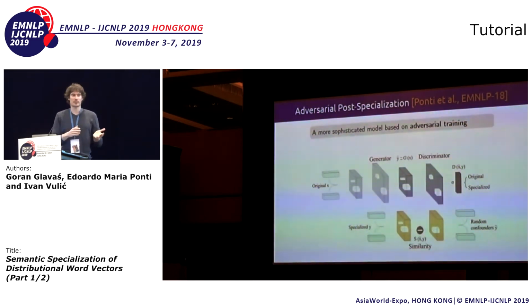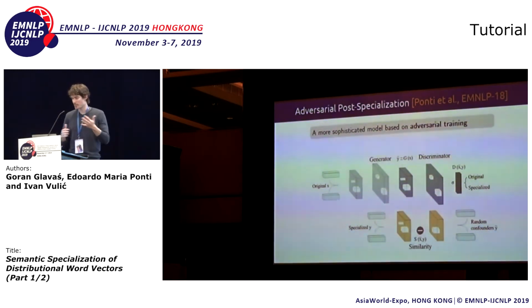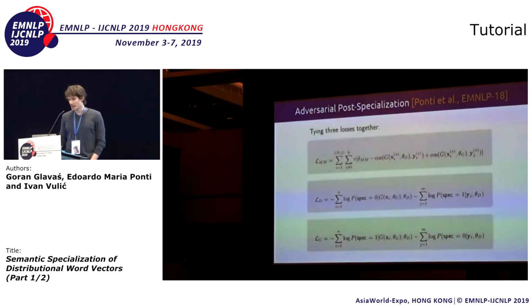So your generator is trying to deceive your discriminator by generating better and better examples of perturbed word vectors specialized by your mapping function, while your discriminator is trying to capture whether they come from the originally Attract-Repel specialized space or the ones that you actually created by applying the mapping on the vectors. So that's the main idea, illustrated with this figure here.